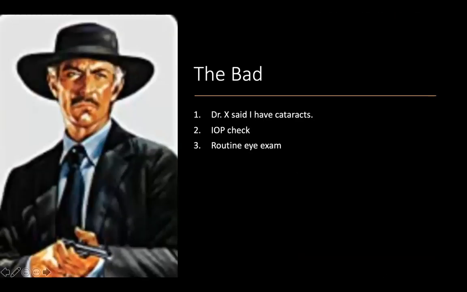Here are some bad ones, right? Dr. X said I have cataracts. That's not a chief complaint. We can't actually use that as a chief complaint when we bill medical eye exams. IOP check, also not a chief complaint. A chief complaint for somebody coming in for an IOP check would be something like, I have glaucoma and I'm in need of a pressure check. My eye has been feeling irritated from the drops. Something like that could be a good chief complaint for an IOP check. Also, routine eye exam, also not something that usually works well for the chief complaint.